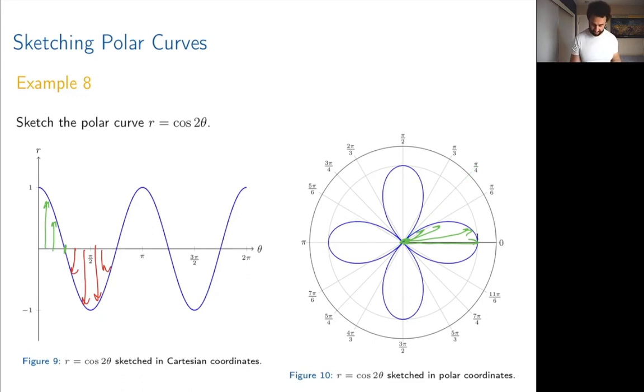So then what happens is the radius goes negative. So as you go from pi over 4 to pi over 2, the radii are negative. So rather than shooting out this way, they're going to be reversed. So we're actually going to be shooting out this way, like so. And then you can keep going around and around.